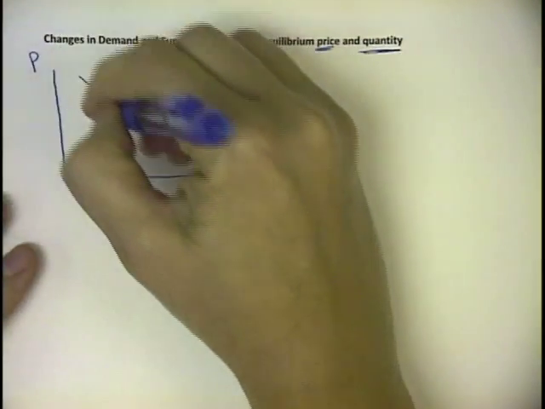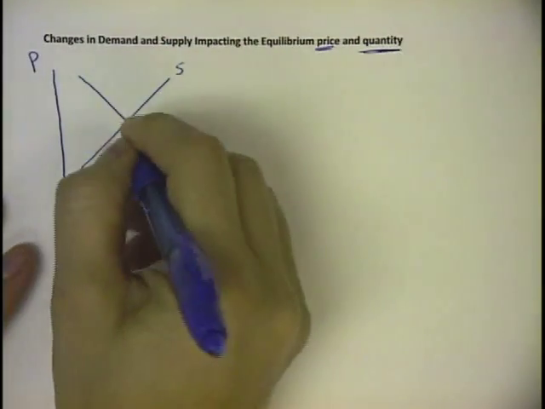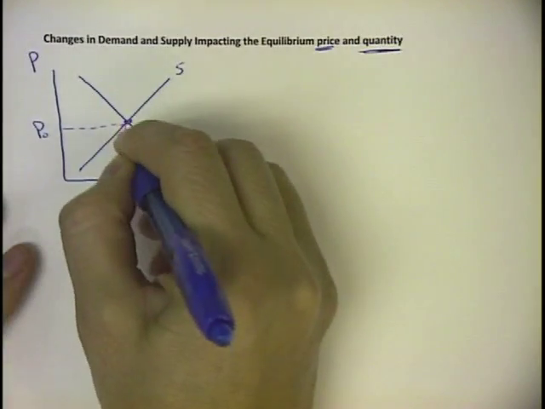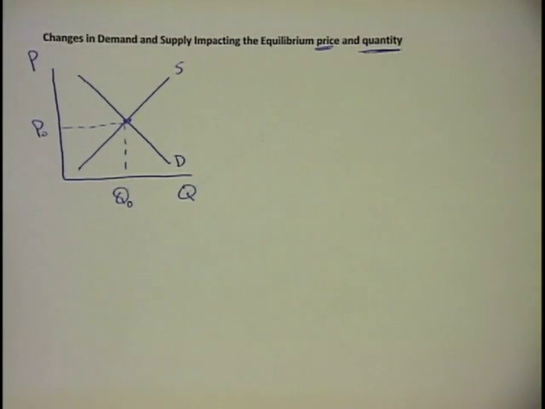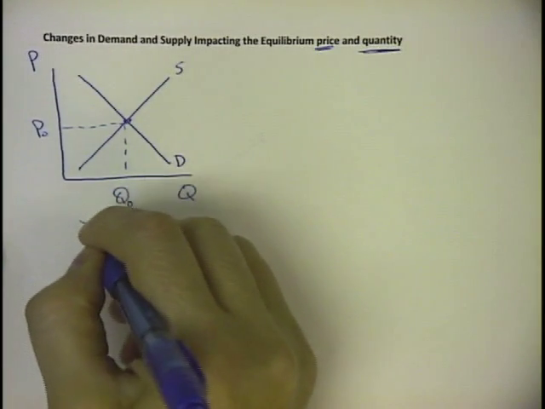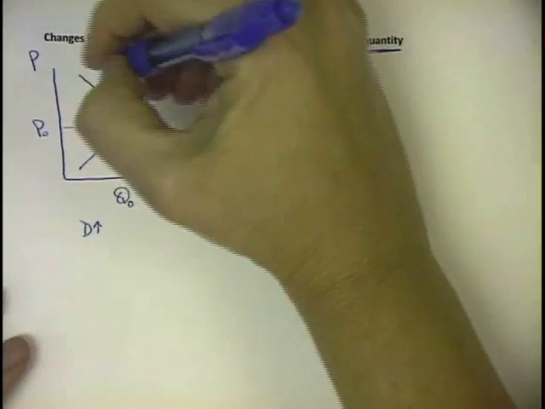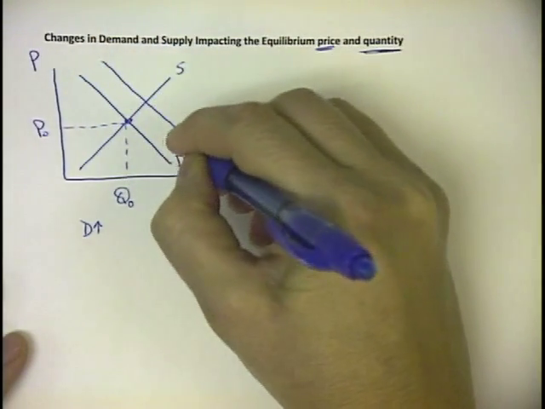When we do this, we always start with our demand and supply, and then we find our equilibrium. So here's our original equilibrium price. Here's our original equilibrium quantity. Let's say we have an increase in demand. If you recall from the demand video, demand always is going to shift to the right with an increase. So here we have demand increases.